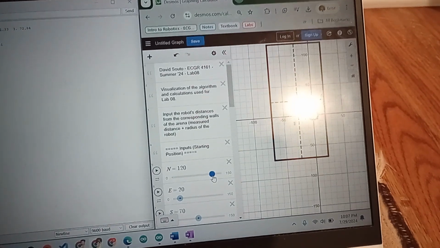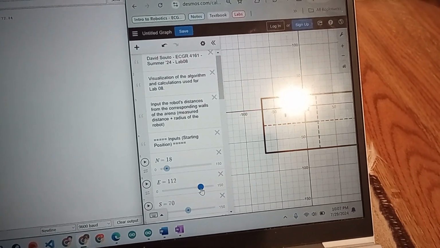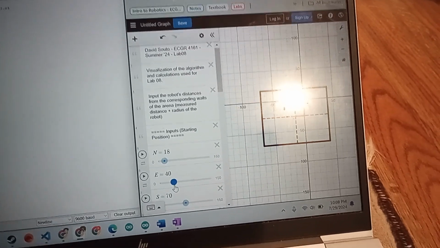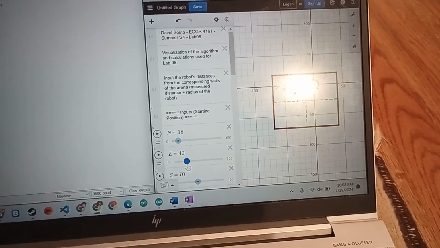So this is just the algorithm working. This is able to be played with, and I linked it in the report. But yeah, that's the program.